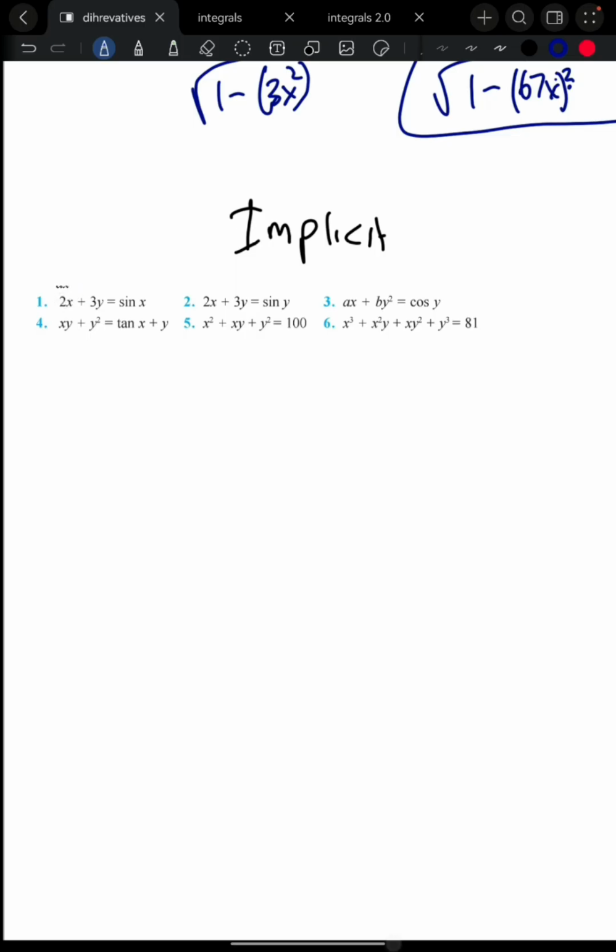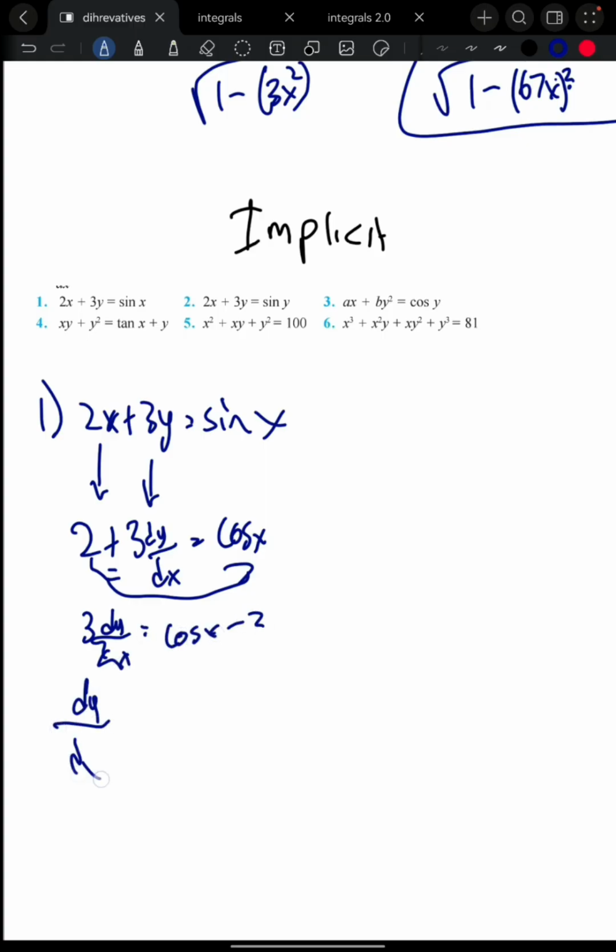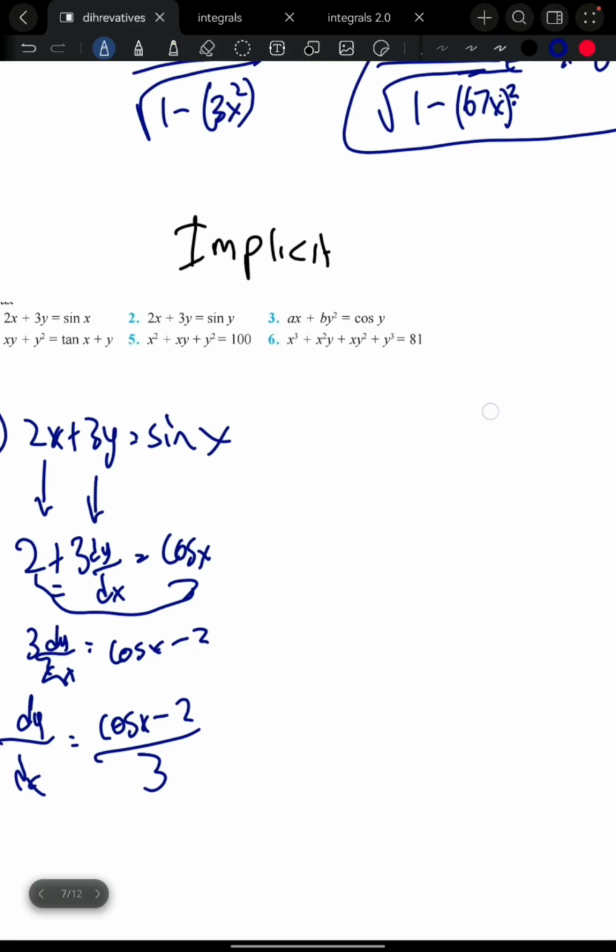2x plus 3y. Wait, let me write the question so it's here. 2x plus 3y is equal to sine x. Okay, derivative of 2x is just 2. Derivative of 3y is 3 times the derivative of y, which is dy by dx, right? And derivative of sine x, that's just cosine x. So I'm gonna just subtract 2. So I get 3 dy by dx is equal to cosine x minus 2. I'm gonna divide by 3, so I get dy by dx is equal to cosine x minus 2 divided by 3. Alright, first one. Second one.